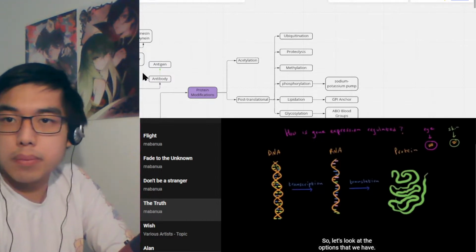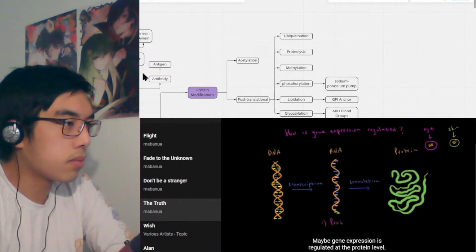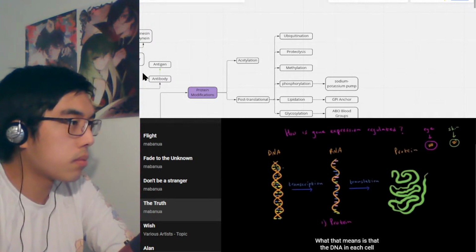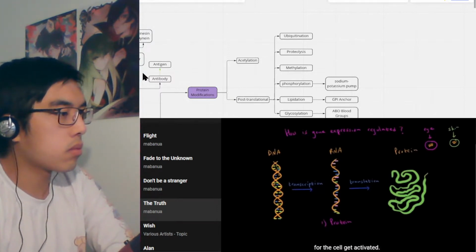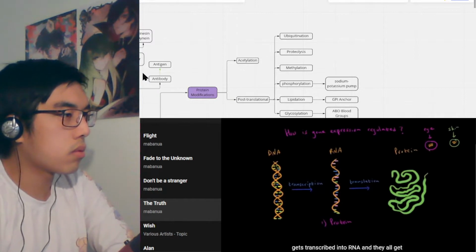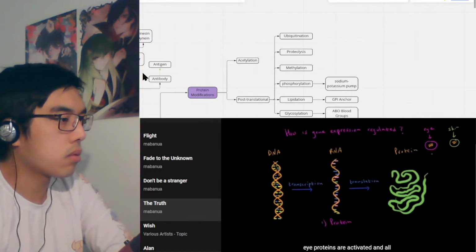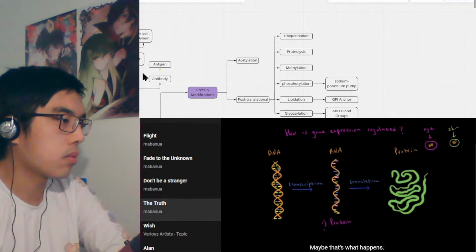So let's look at the options that we have. Maybe gene expression is regulated at the protein level. What that means is that the DNA in each cell is all transcribed into RNA, and then all the RNA gets translated into proteins. So according to this model, you have in each cell all of the proteins coded for by the entire human genome, if we're talking about humans. But then only those proteins that are necessary for the cell get activated. So for example, in the eye cell, all the DNA gets transcribed into RNA, and they all get translated into proteins, but only the specific eye proteins are activated, and all the other proteins are inactivated. Maybe that's what happens. That seems a little silly.